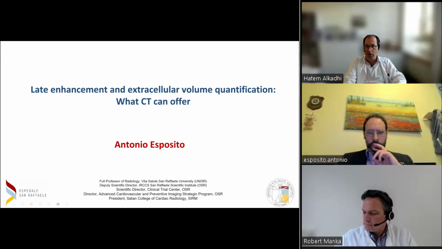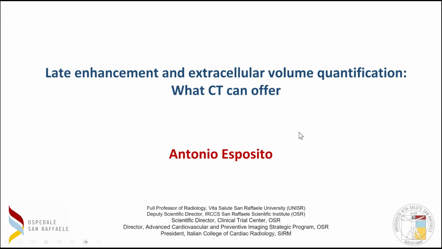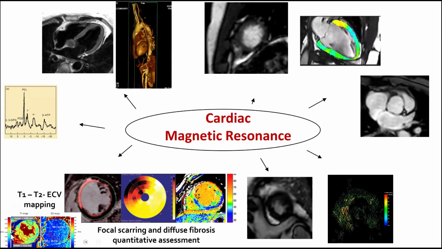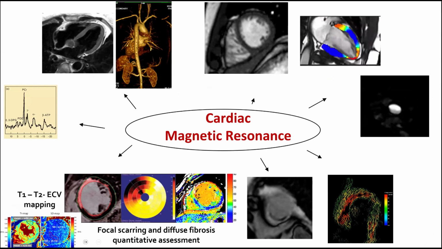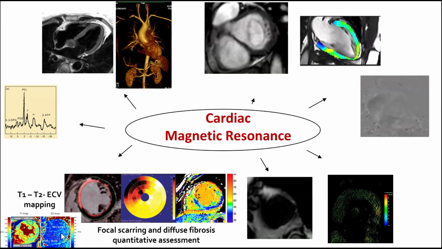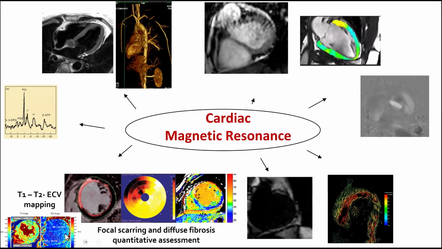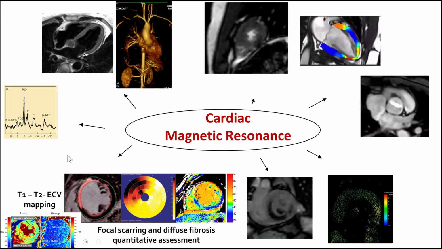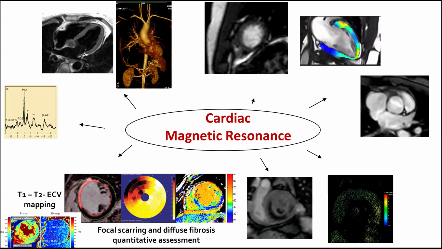Speaking about myocardial MRI, we know that cardiac MRI has become really very important in the assessment of patients with cardiac disease for several reasons, but mainly for myocardial characterization. Myocardial characterization is based on late gadolinium enhancement and, more recently, on mapping, which allows a sort of pixel-wise myocardial characterization.